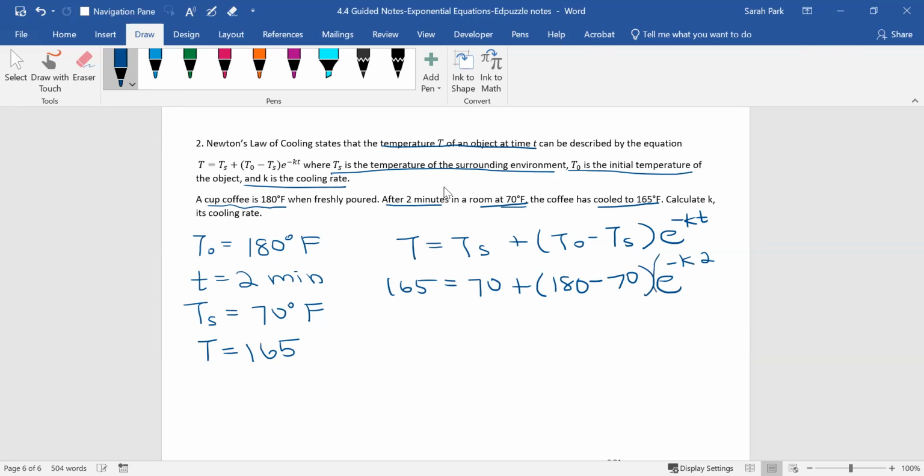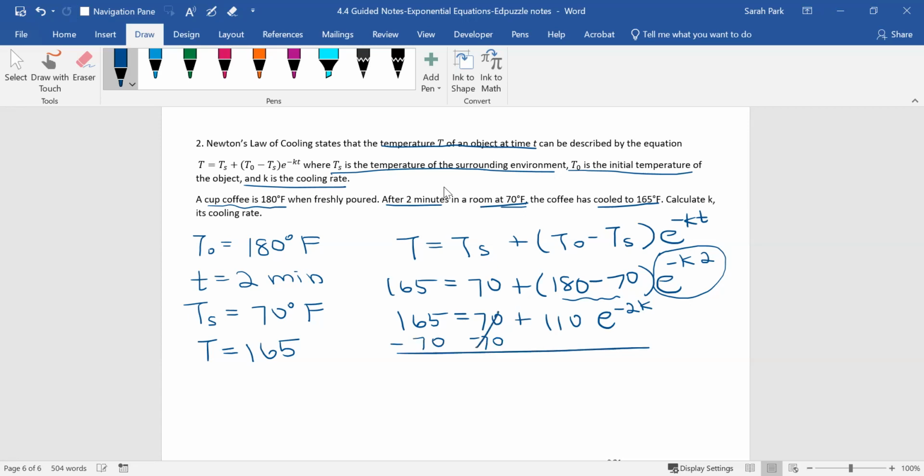The idea again is to isolate the exponential term. So let's try to simplify as much as we can. First thing, let's get the 180 minus 70. We can write that as 110. So let's do that first: 165 equals 70 plus 110 e to negative 2k. So we can subtract 70 first and get 95 equals 110 e to negative 2k.